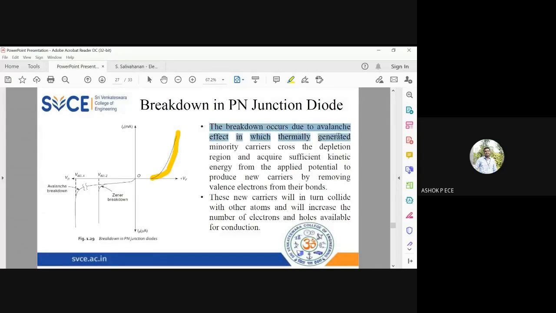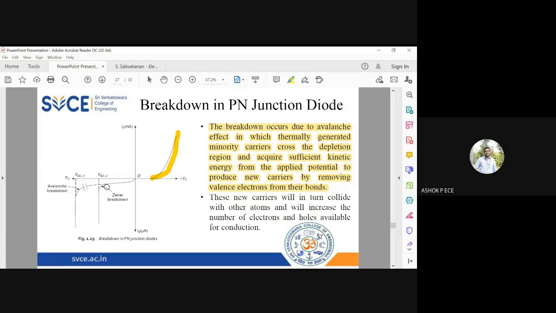The breakdown is due to the avalanche effect, in which thermally generated minority carriers cross the depletion region and acquire sufficient kinetic energy to produce new carriers. At a particular voltage, these electrons knock the covalent bonds and bring out more electrons. One electron knocks out one electron, it becomes two; those two knock out two more, it becomes four. So it multiplies in powers of 2: 1, 2, 4, 8, 16, 32. When more carriers are obtained, they easily cross the depletion region, however large it may be, leading to breakdown. So the avalanche effect is produced.